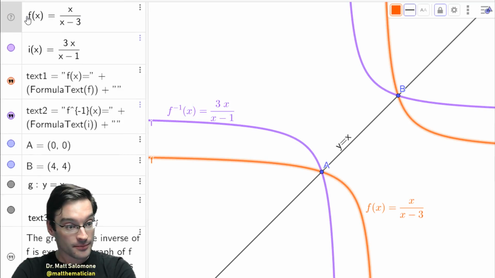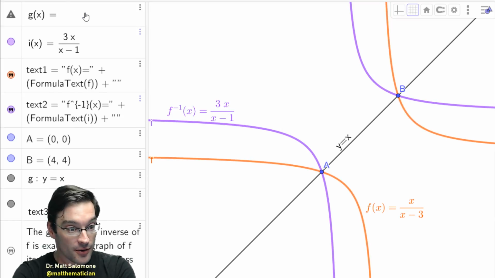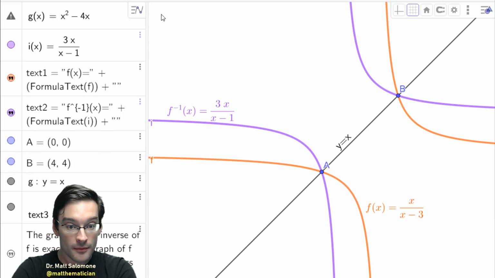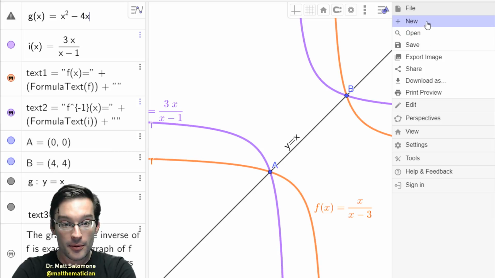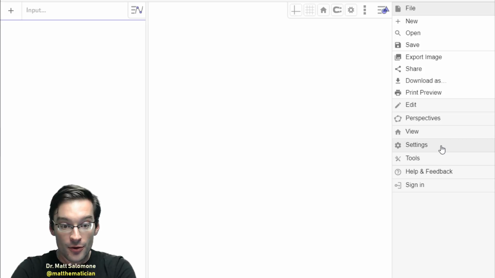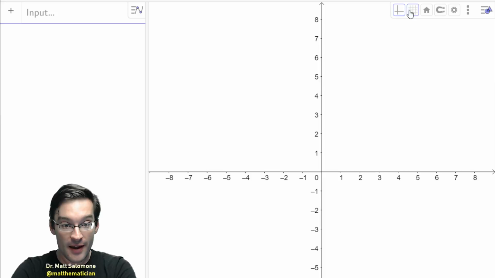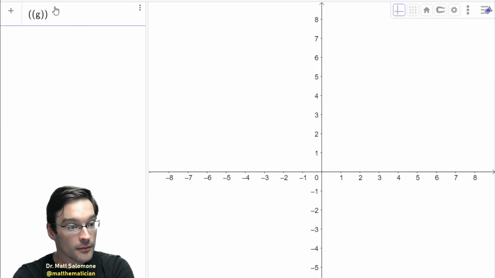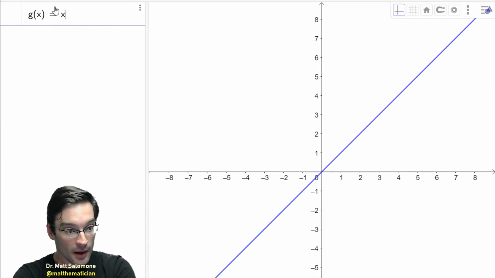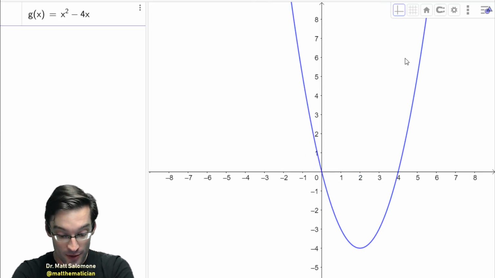Let's go back to that. So for my g of x, which was x squared minus 4x, hold on, I think I should probably reset my grapher here. We'll start fresh. So what happens when I try to graph the inverse of a function that's not in fact invertible? x squared minus 4x. So there's the graph of my x squared minus 4x function.